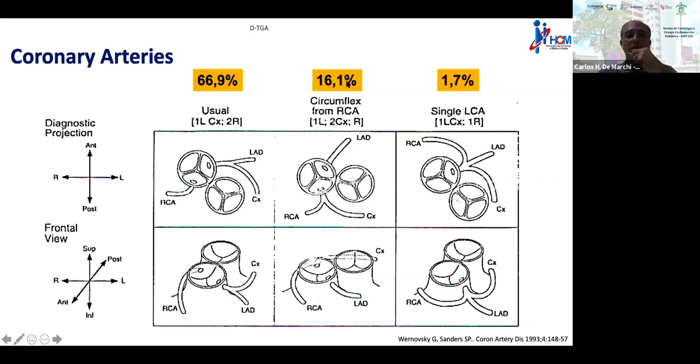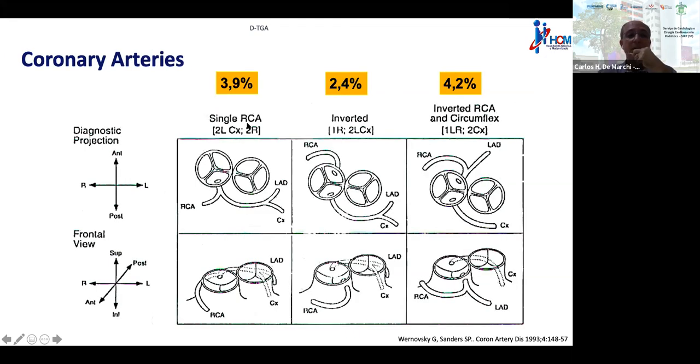The most common abnormality of the coronary arteries, in 16%, is the circumflex from the right coronary artery. Then you see the right coronary artery and the circumflex here, way behind the pulmonary artery, and a single left descending artery in the left facing sinus. There are many other arrangements: single left coronary arteries, single right coronary arteries, inverted origins.